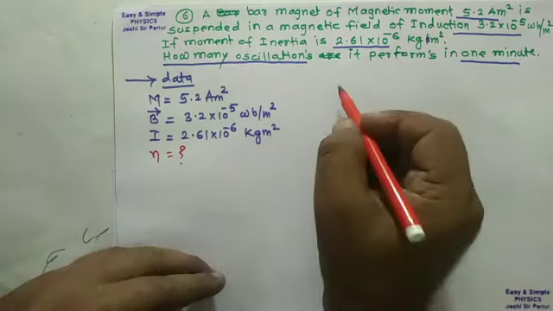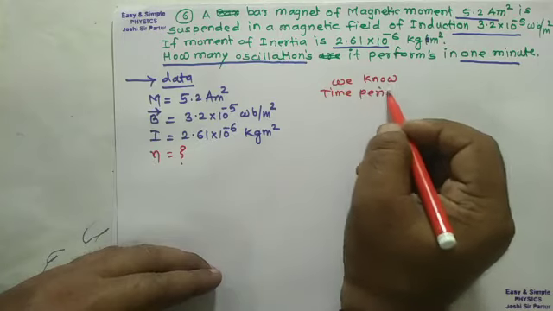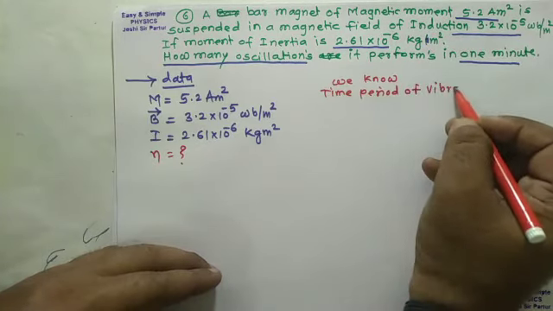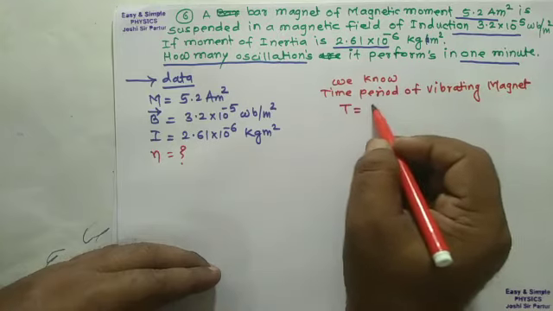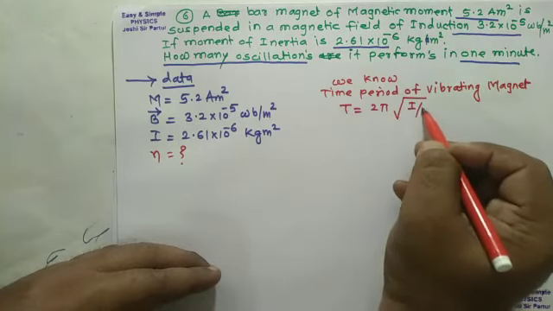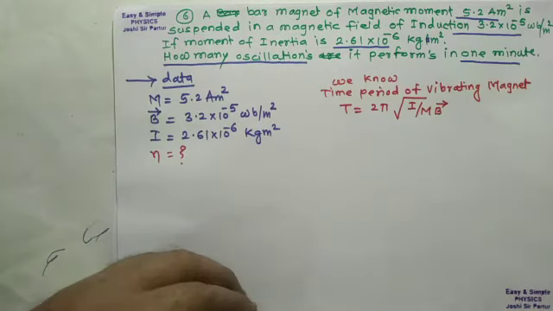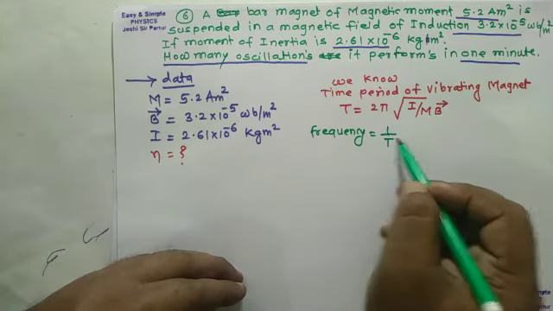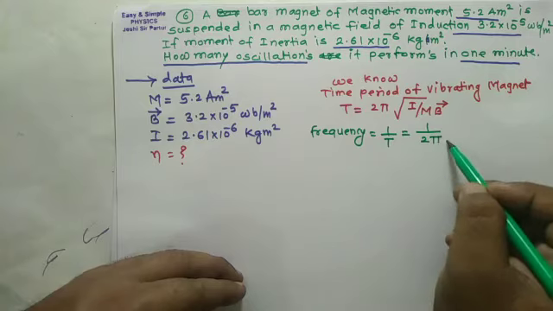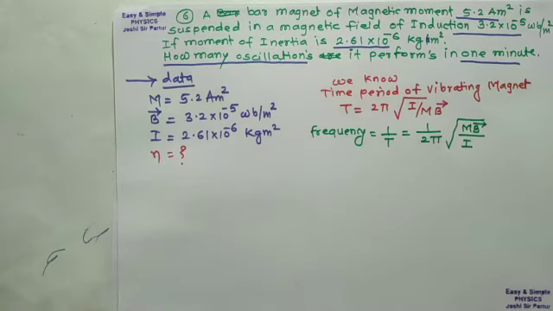Here we know the time period of a vibrating magnet will be T equal to 2 pi square root of I divided by M vector B. But for frequency, we know frequency is equal to 1 upon time period, means 1 upon 2 pi square root of M vector B divided by I. If we take the reciprocal, we get the formula for frequency.